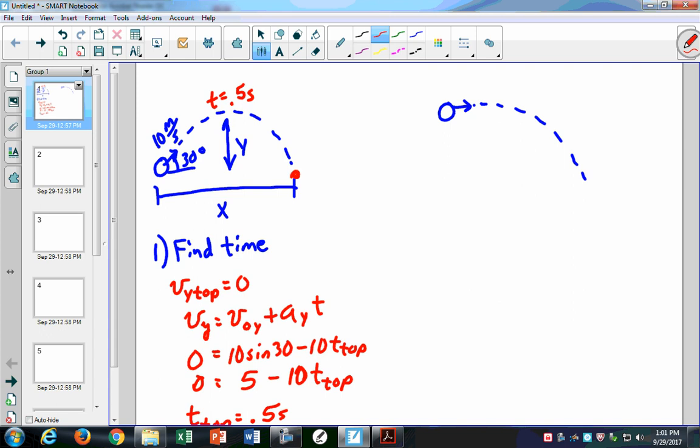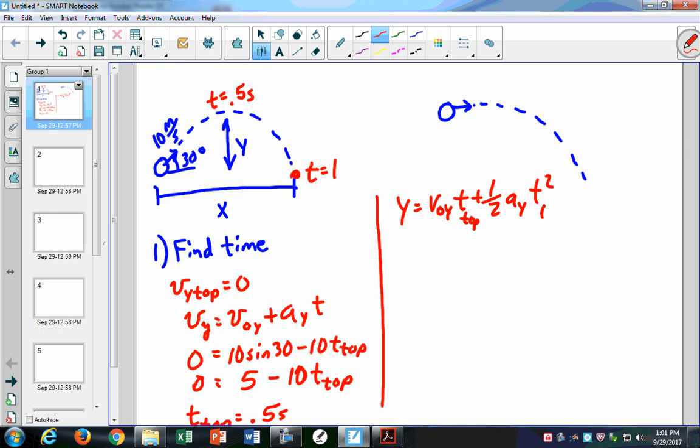Or I might ask you, what is the time over here? And that's going to be 1 second. It's going to be twice the t top, because it begins and ends at the same point where it starts. Now, if I wanted to know what is y, I would say y is equal to v naught y t plus 1/2 ay t squared. And in both of these cases, you'd use t top.